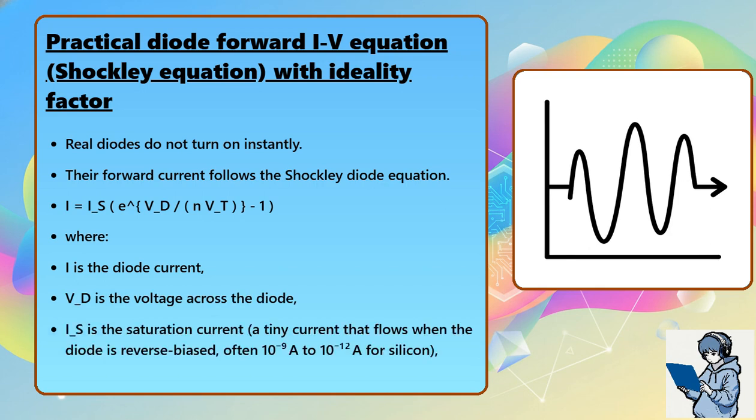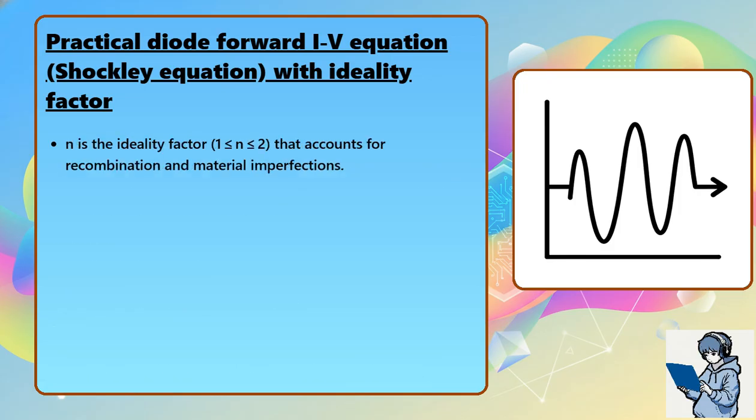I sub S is the saturation current, a tiny current that flows when the diode is reverse biased, often 10 to the minus 9 amperes to 10 to the minus 12 amperes for silicon. V sub T equals K times T divided by Q. It is the thermal voltage, approximately 25.85 millivolts at 300 Kelvin. N is the ideality factor, 1 less than or equal to n less than or equal to 2, that accounts for recombination and material imperfections.